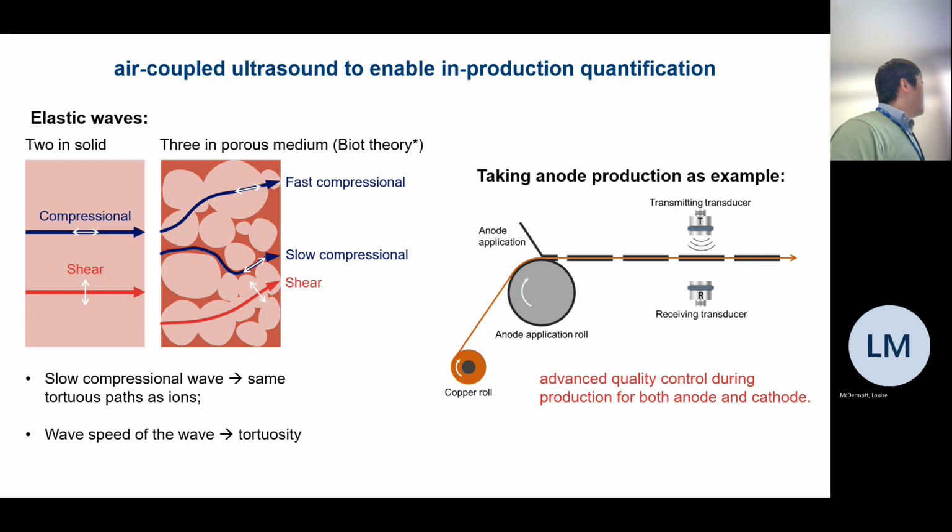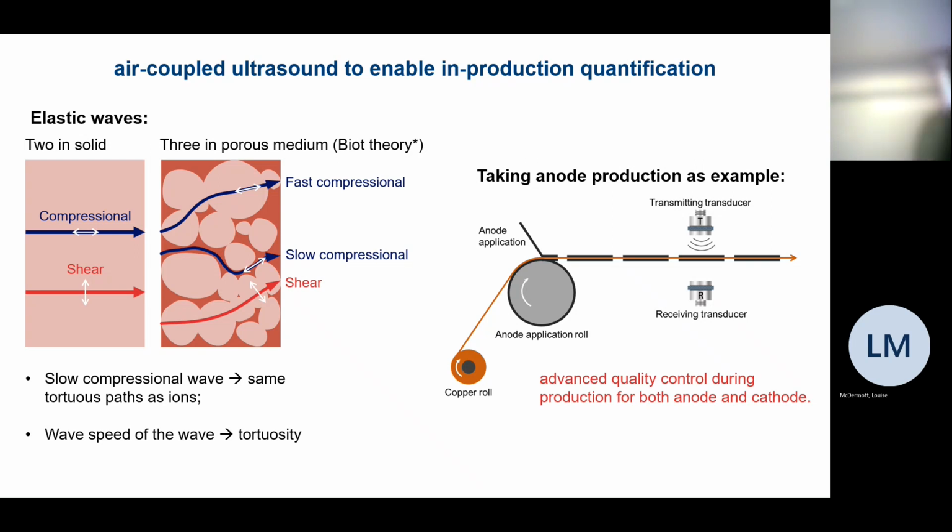And actually, the ideal experimental setup would be relatively simple. Everything will be in air, and you can put two transducers on either side of the electrode, and by measuring the propagation, in terms of amplitude and speed, you can potentially measure the tortuosity, and porosity for that matter, and feed back to the controlling system in real time.